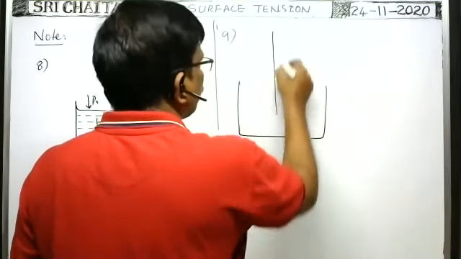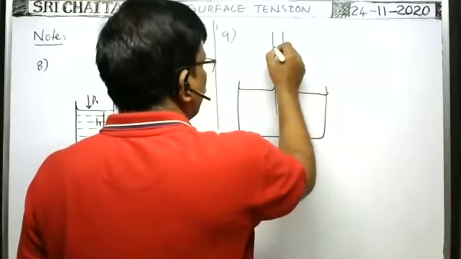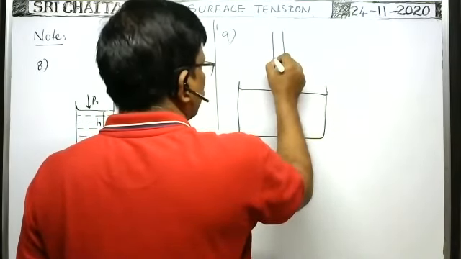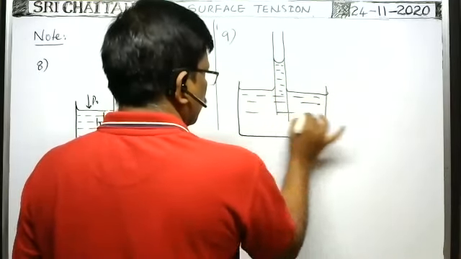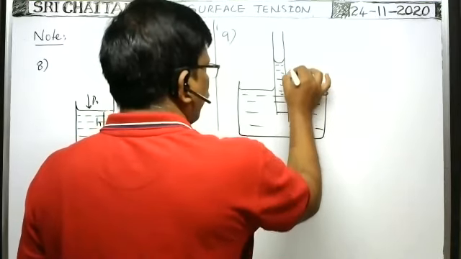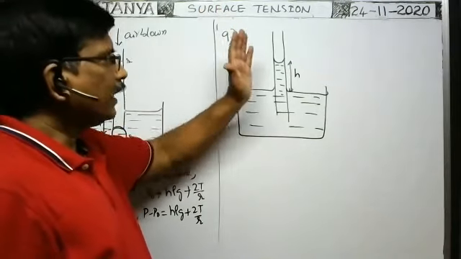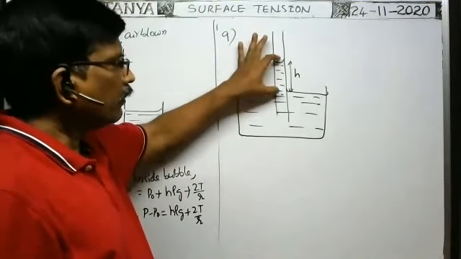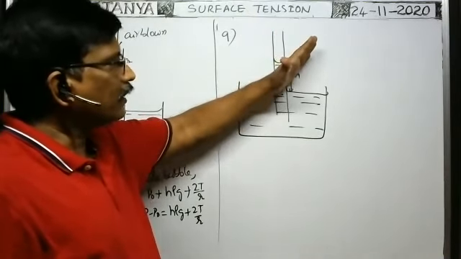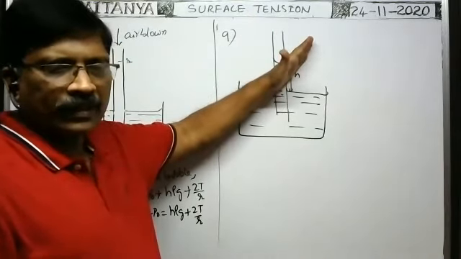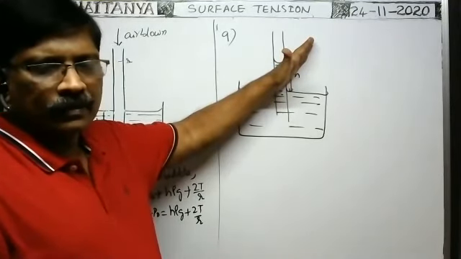Next, here, suppose we have taken a beaker. When a capillary tube is kept in a beaker, the liquid level rises up to a certain height, say up to this height. The capillary rise is equal to small h. When the capillary tube is kept in a liquid vertically, the liquid level rises up to a height small h. When the same capillary tube is kept at an angle of 30 degrees with the vertical like this, what is the capillary rise?